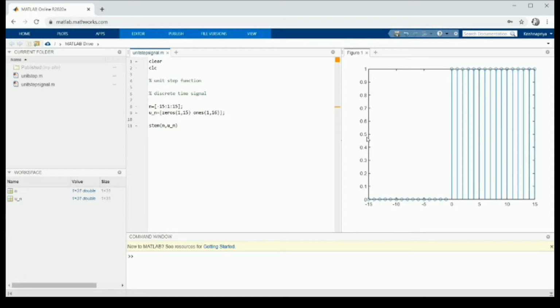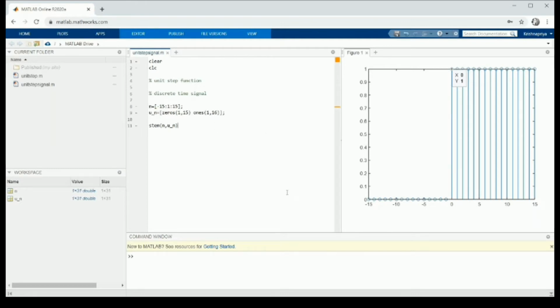So you can all see we obtained a graph of discrete time signal, and from the graph it is clear that we obtained the graph from minus 15 to 15, and the value of the signal from minus 15 to minus 1 is 0, and from 0 to 15 the value is 1. So we obtained the graphical representation of discrete time signal.